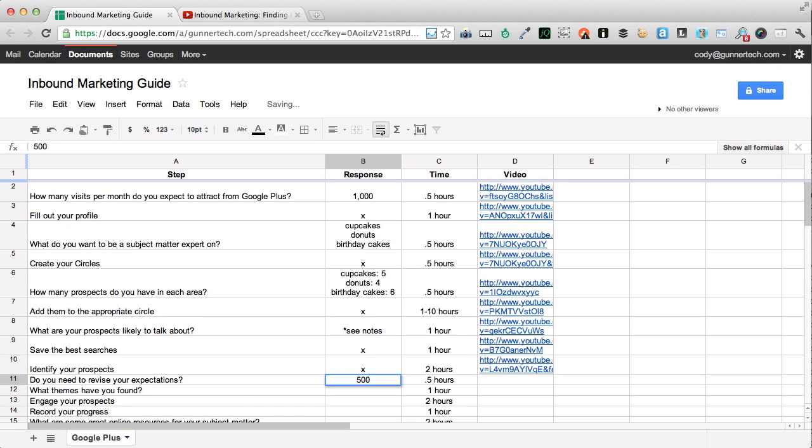Next time, we're going to start cataloging what sort of themes we've found. Are our prospects female? Are they male? Age? Other interests, things like that. So we'll take a look at that next time.